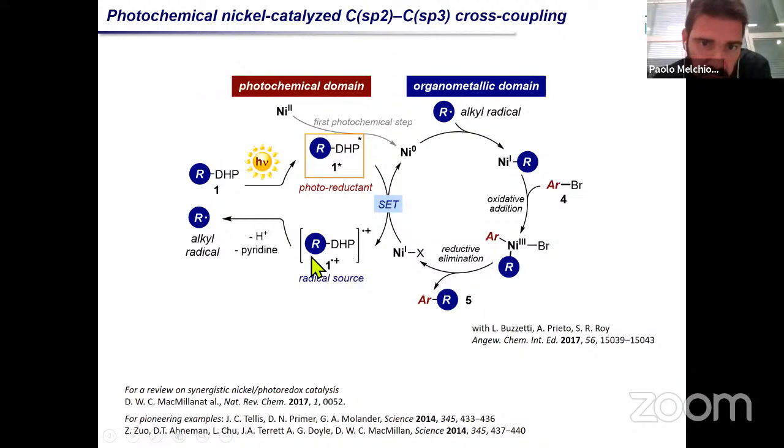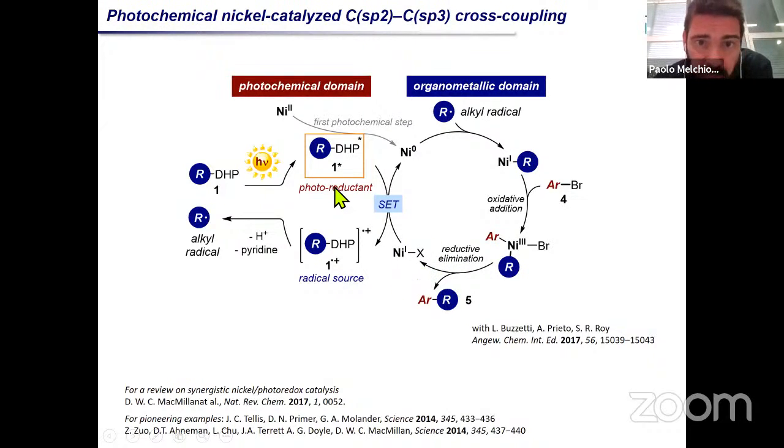In the meanwhile, we also generate this radical cation that can collapse, leading to the formation of an alkyl radical. The nickel 0 at this point can trap the alkyl radical to form this nickel 1 intermediate. It is prone to oxidative addition with the aryl bromide, leading to this nickel 3 intermediate. At this point, the reductive elimination will forge the carbon-carbon bond within the cross-coupling product. And here comes the problem, because this nickel 1 intermediate is inactive.